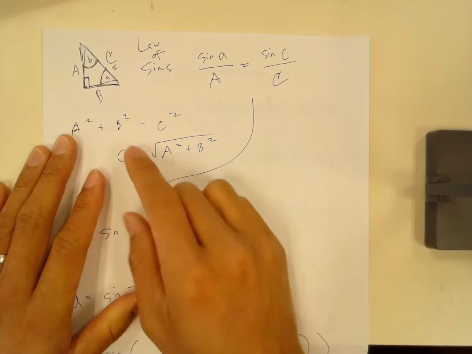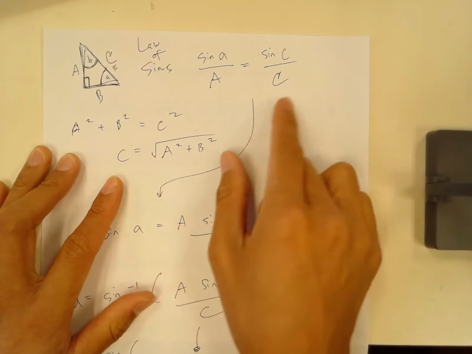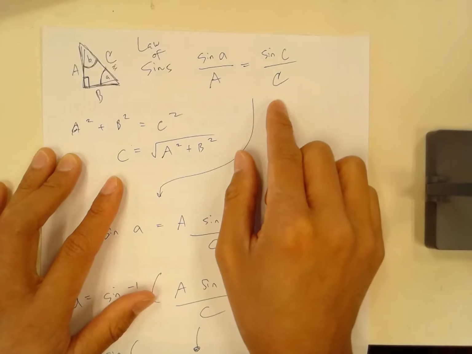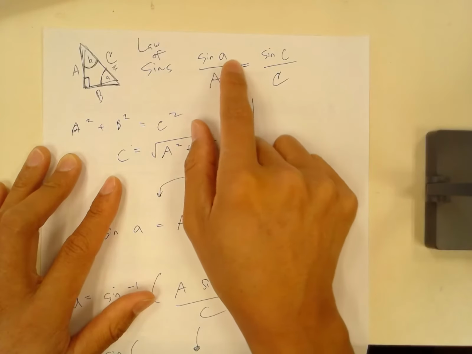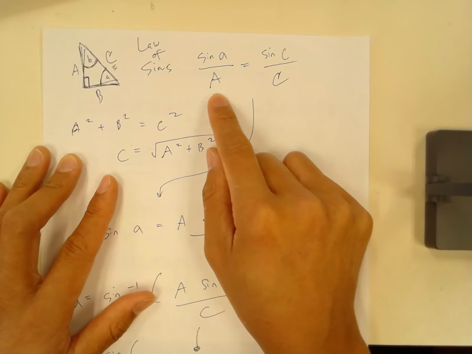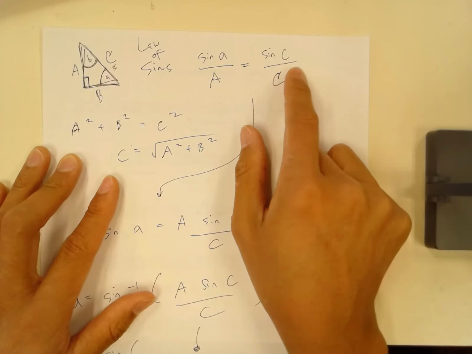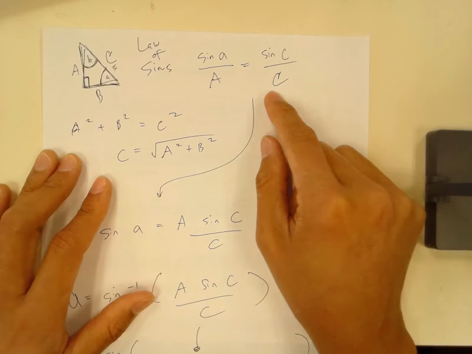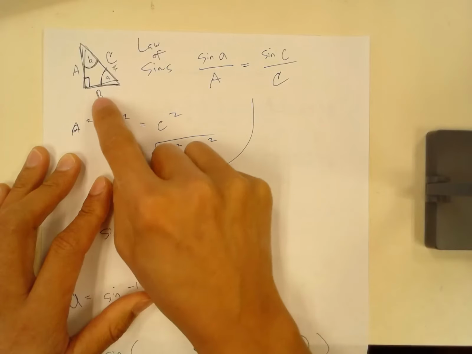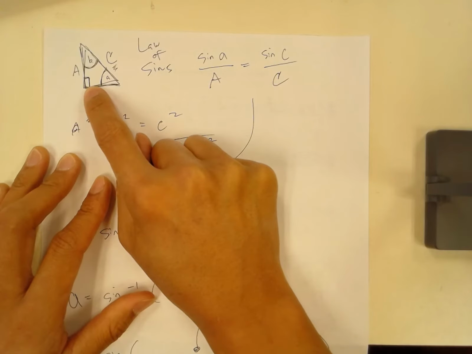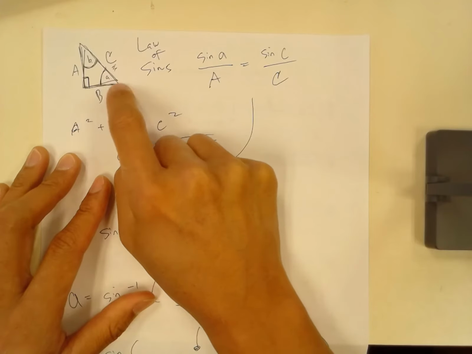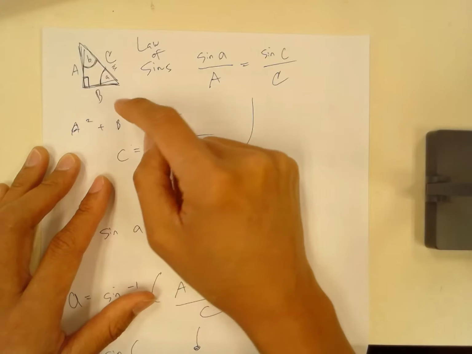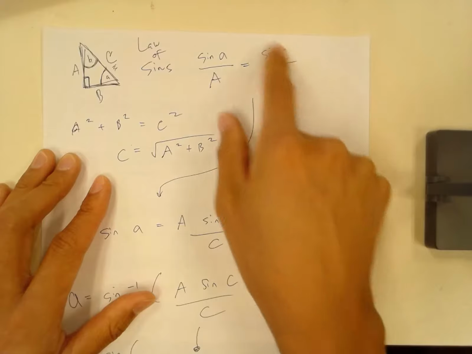Okay, so how we're going to do that is we're going to apply the law of sines, and this law of sines states that the sine of angle A over the leg A is equal to the sine of angle C over the leg C, and so that works for any of these, right? So this right angle here is the angle C, and this is angle A, and the opposite leg is what's going to be used here in the ratio.